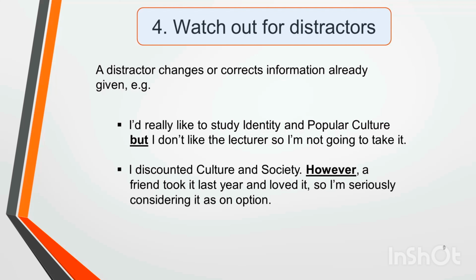I'd really like to study identity and popular culture, but I don't like the lecturer, so I'm not going to take it. I discounted culture and society. However, a friend took it last year and loved it, so I'm going to seriously consider it as an option. But and however are common distractors, but there are many other words and phrases that can be used to change the information given. There are several present in the recording, so listen carefully for them. You'll also hear Jack changing or clarifying decisions as the conversation progresses, and he's given new information by the tutor, Dr. Ray.